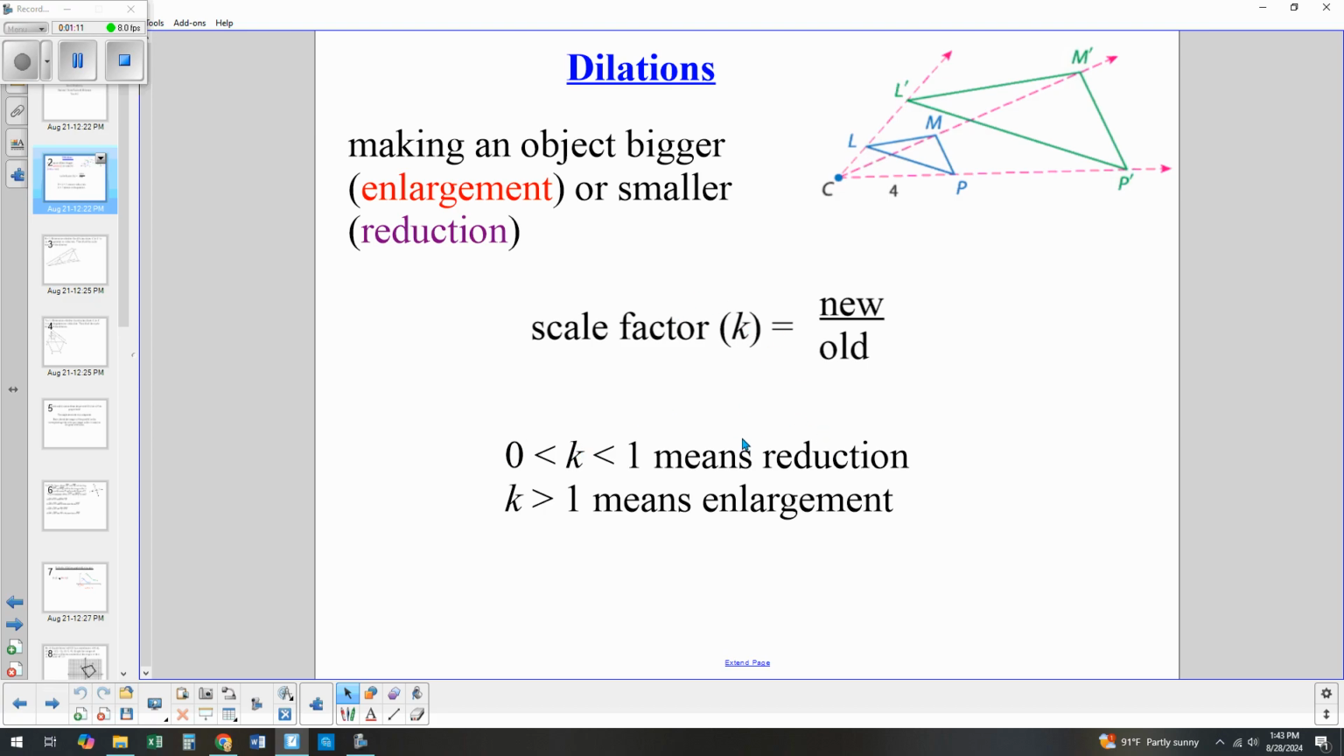So if the scale factor K is between 0 and 1, it was a reduction. It got smaller. And if it was greater than 1, that means it was an enlargement. It got bigger. K cannot equal 1 because then it means it didn't change its size, and then it's not a dilation. And we're also not going to deal with negatives because that's combining a dilation with a reflection.